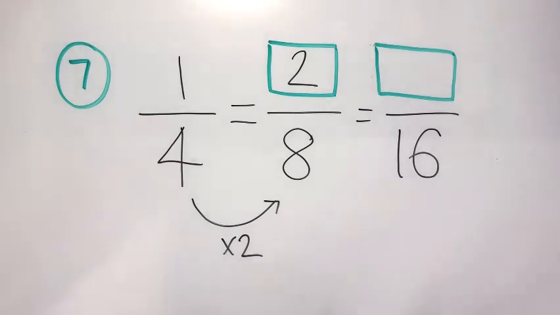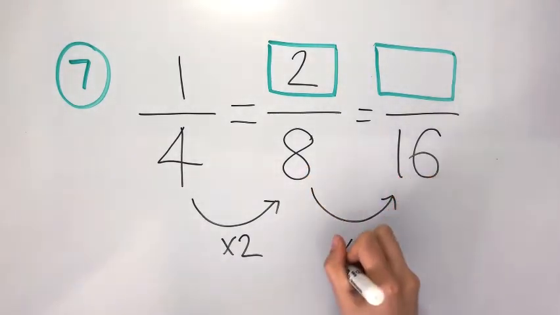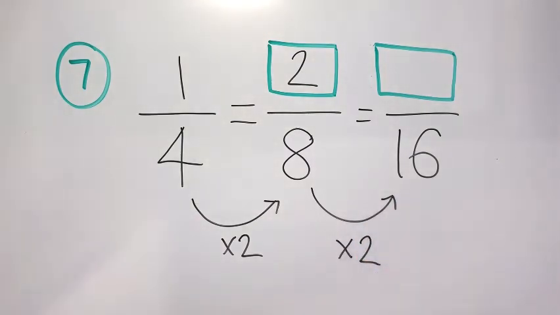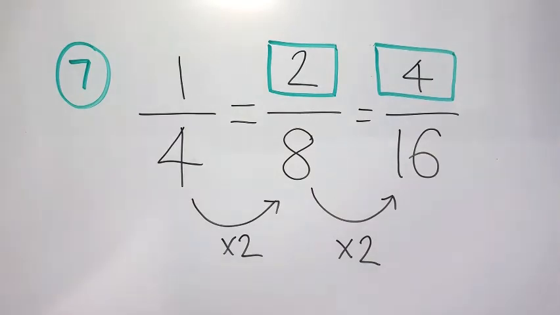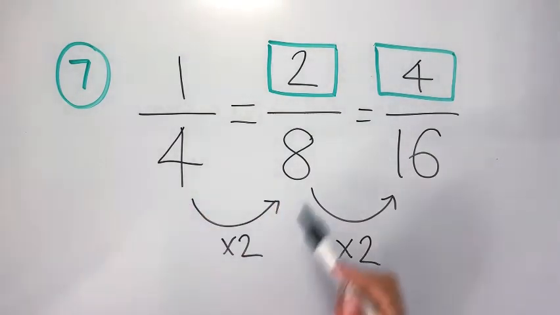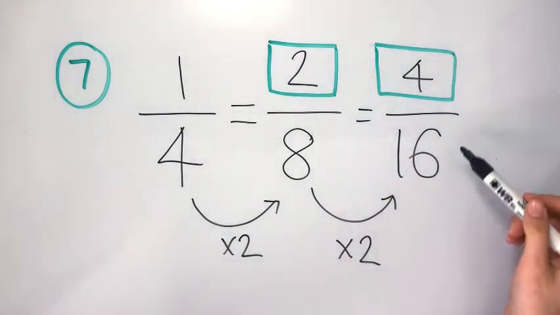Now for our second one. 8 times by 2 has given us 16. 2 times by 2 gives us 4. That means that 1/4 equals 2/8 equals 4/16.